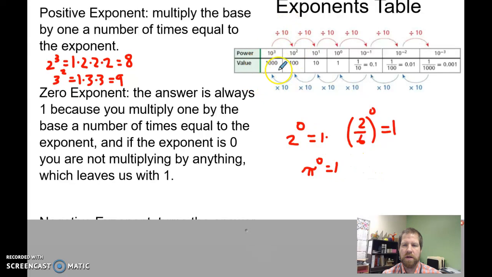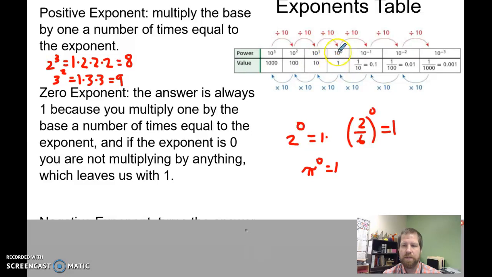If you look at the table I have here, and this might be a good thing to copy down into your notes, you can see we're using the same base, base 10 right here, and every time we go to the left, we increase our power, we're multiplying by 10. That's the same as saying every time we go to the right, we're decreasing our power, we're dividing by 10. Well, 10 to the first is going to be 10. If we divide that by 10, we're going to be left with 1.